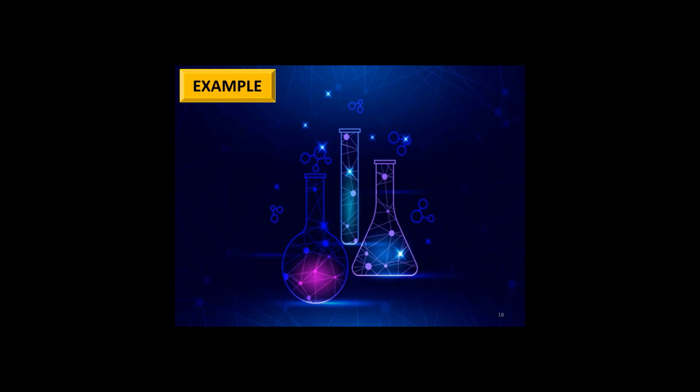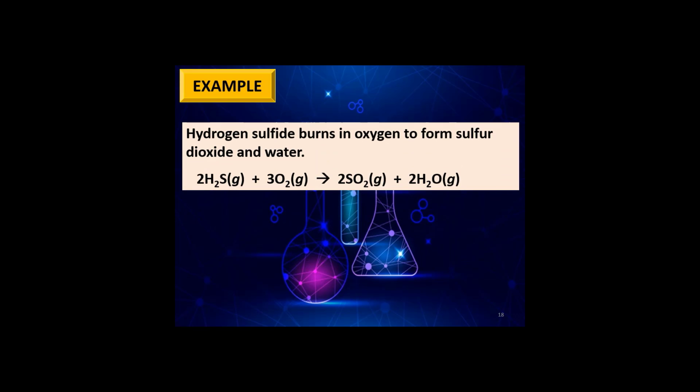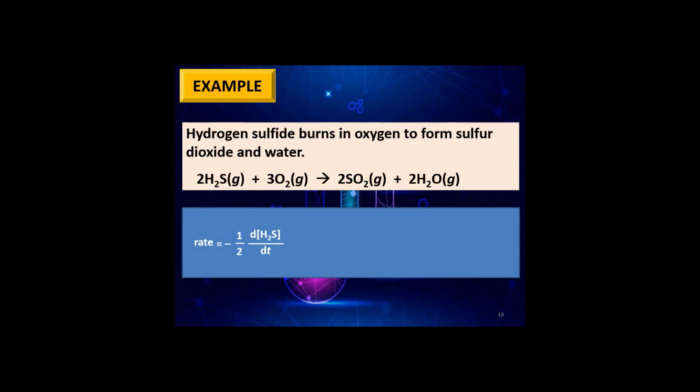For example, the reaction between 2 moles of hydrogen sulfide and 3 moles of oxygen to form 2 moles of sulfur dioxide and 2 moles of water. So we can write the differential rate equation as rate equals negative 1 over 2 d[H2S] over dt, equals negative 1 over 3 d[O2] over dt, equals positive 1 over 2 d[SO2] over dt, equals positive 1 over 2 d[H2O] over dt. If we know the reaction rate of one of the substances, we can calculate the reaction rate for the other substances.